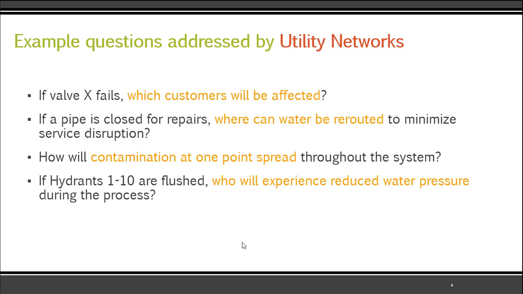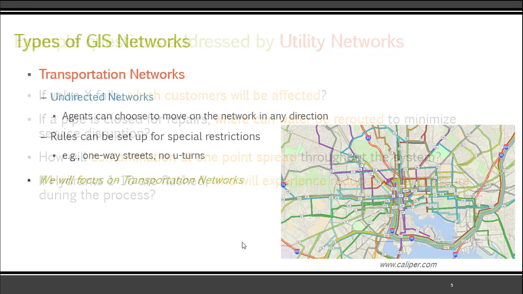One that kind of leans towards homeland security is if there's a contamination at one particular point, how would it spread throughout the system? And once it has started to spread, where could you go shut off valves in order to stop the spread? Another common question is that if you're flushing hydrants in a system, who's going to experience reduced water pressure? Because that's going to be everyone below that particular hydrant in your water system. So you always know where people are in relation to the flow of services.